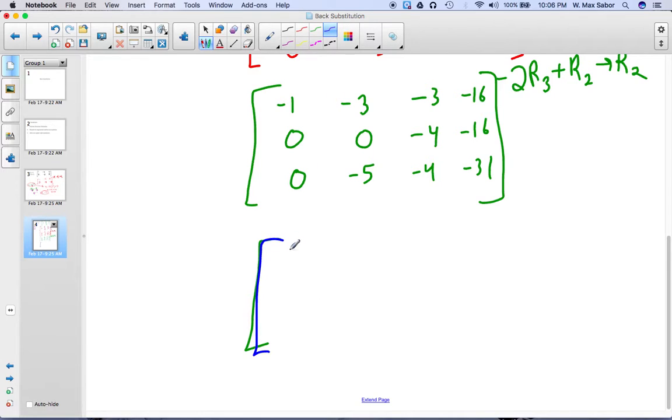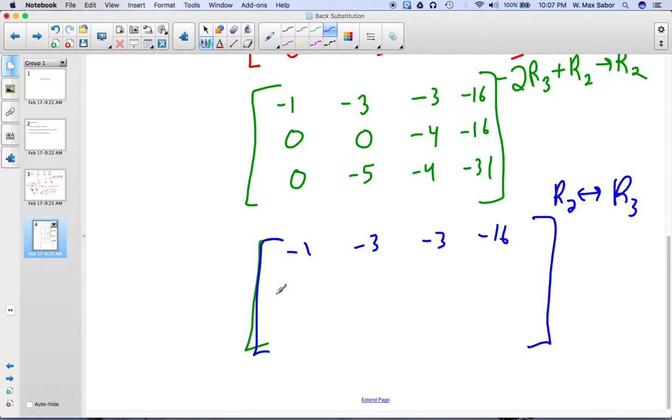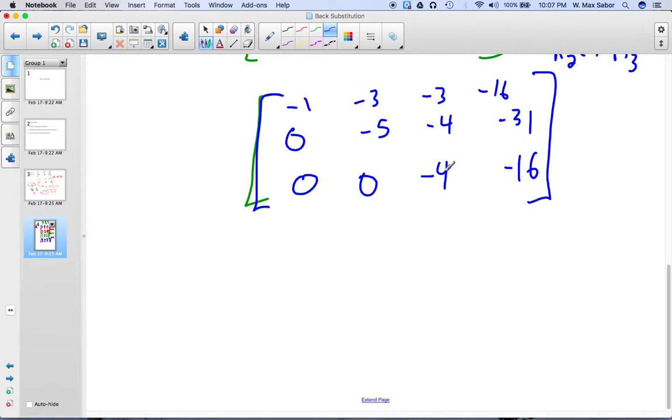And now, one more step before we perform the back substitution. So all of this was Gaussian elimination so far. I'm switching row 2 and row 3. I should probably tell you that. 0, -5, -4, -31, 0, 0, -4, -16. So now we have performed the Gaussian elimination. Now we want to rewrite these as equations.